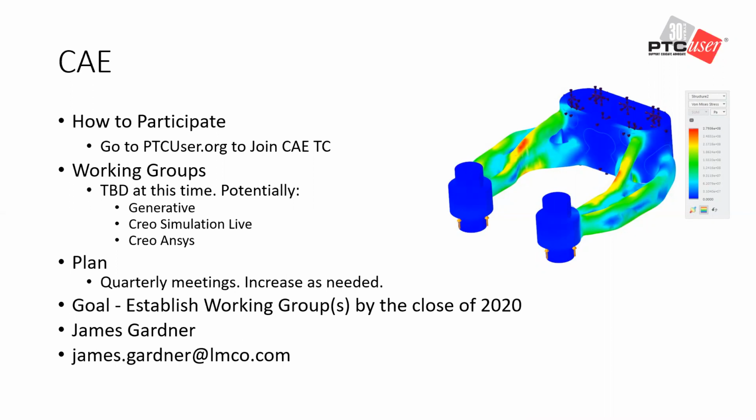Well, right now we're fairly quiet, so the next thing we want to do is go forward with more meetings. At this point, I've had more that I've had to cancel due to either lack of attendance or my own double or triple booking. So I think we're going to go to a quarterly cadence. That makes a lot more sense, and we want to have at least one working group going by the close of the year. And again, my name is James Gardner, james.gardner@lmco.com, to get a hold of me, or find me through joining the CAETC and communicate with me through PTC user.